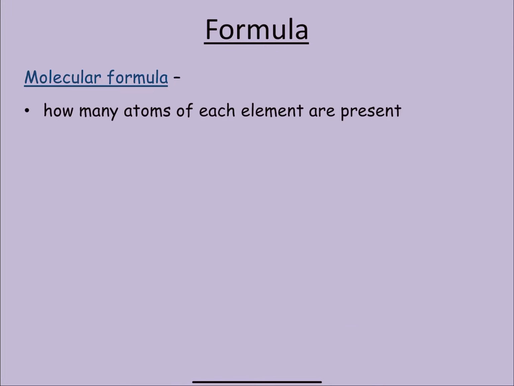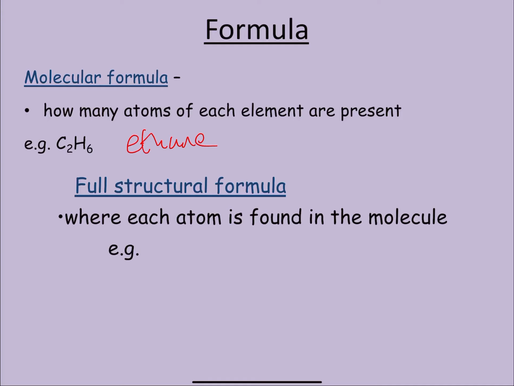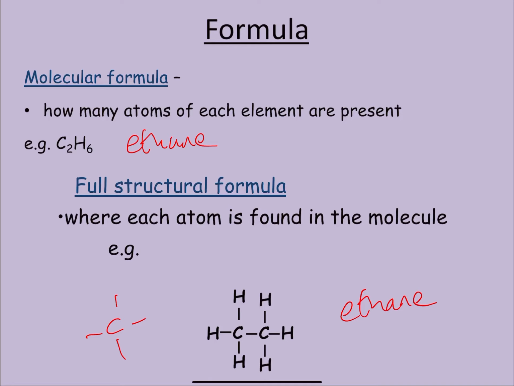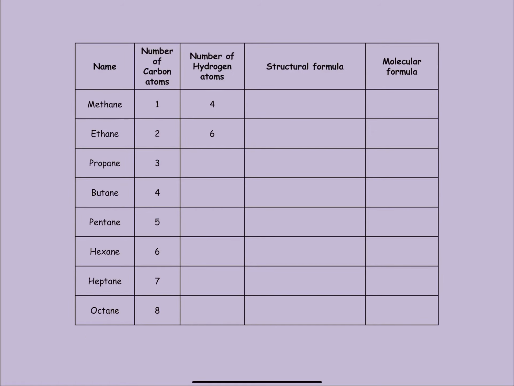So, molecular formula, this column here, molecular formula is how many atoms of each element are present. And an example of that is C2H6, which is ethane. The full structural formula is where each atom is found. So again, here's ethane, C2H6. Remember, carbon is in group 4, so it can make 4 bonds. Hydrogen is in group 1, so can only make 1 bond. That's a good double check at the end, make sure each carbon has 4 bonds around it, and the hydrogen can only make 1. So that is the full structural formula of ethane. And again, you can work through that table in your OneNote.